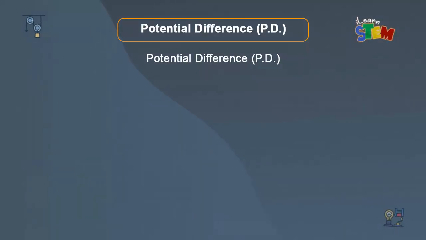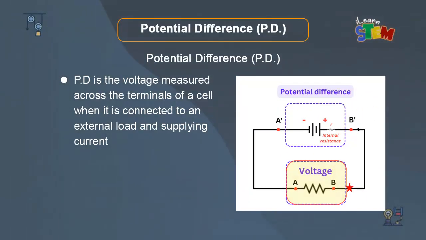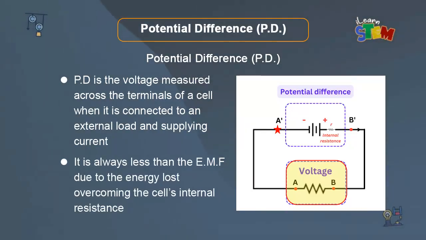On the other hand, potential difference, known as PD, is the voltage measured across the terminals of a cell when it is delivering current to an external circuit. And it is always less than the electromotive force EMF due to the energy lost overcoming the cell's internal resistance.